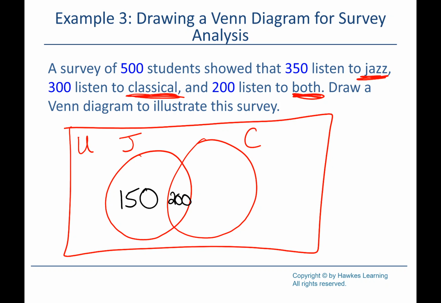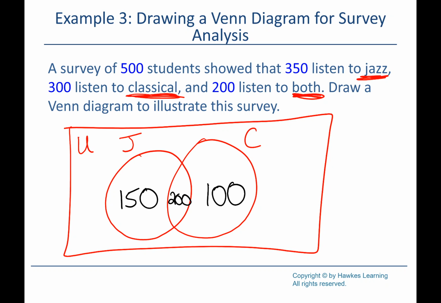Okay. And we need to do the same thing for classical. So it says we've got a total of 300 that go in the classical circle, so we want this to total up to 300. So 300 minus 200, we've got 100 out here.